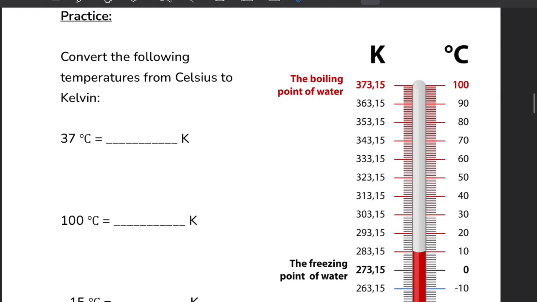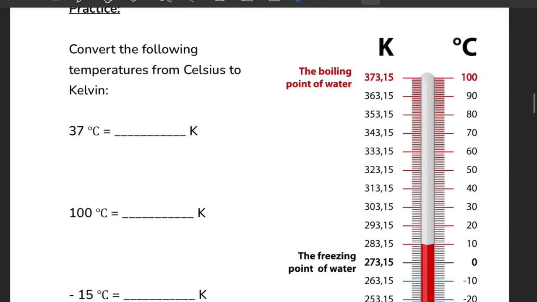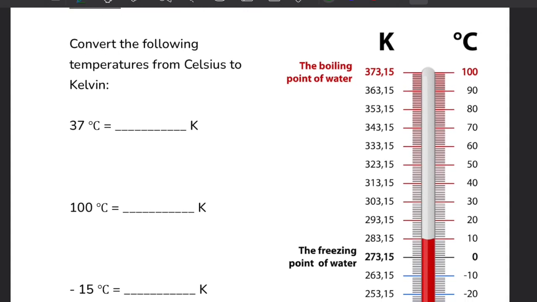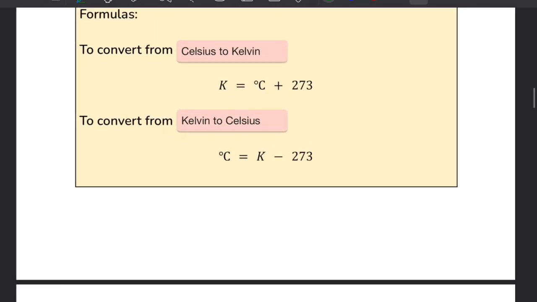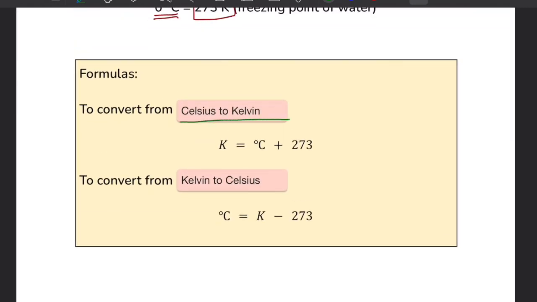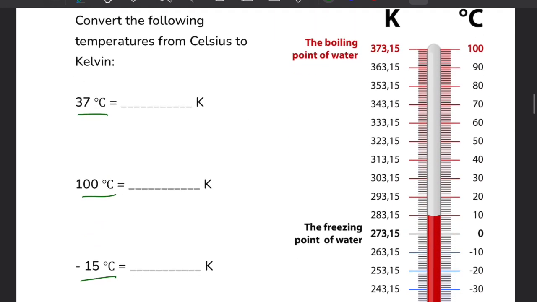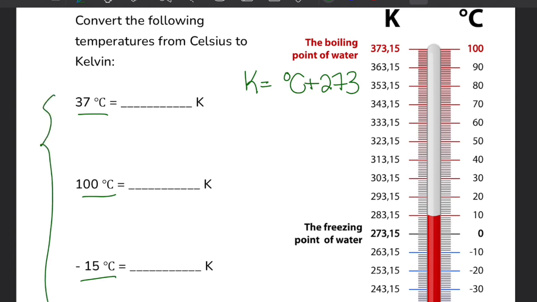All right, now let's try a few practice questions. The first three questions here, if you notice, we are given the temperature in Celsius and the Kelvin is missing. So we're going from Celsius to Kelvin. Let's go up to our formula, Celsius to Kelvin. So we are using this formula. Kelvin equals degrees Celsius plus 273. Just for ease, I'm going to just write it here so I don't keep moving the page up and down. Okay, so I will use this formula for these three questions.